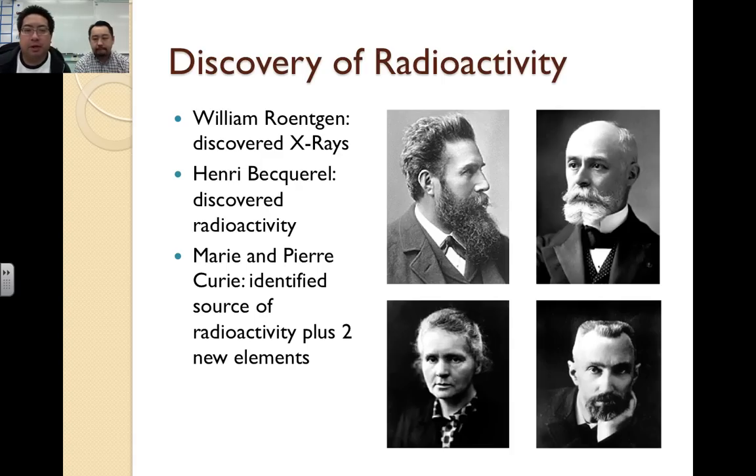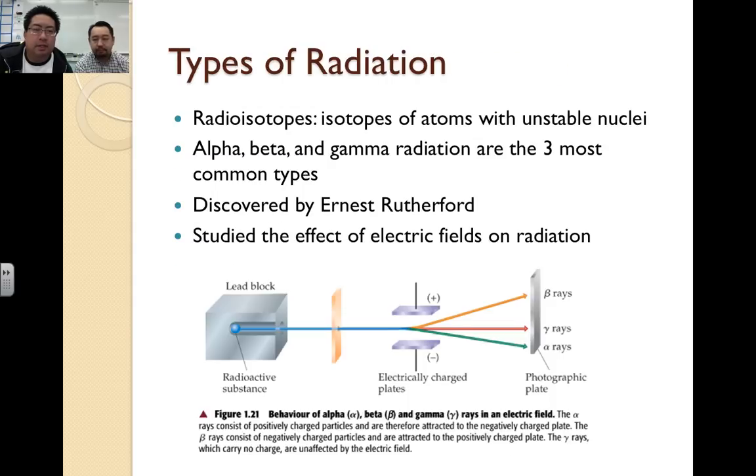In terms of discovery of radioactivity, there are some scientists you should be aware of. This gentleman with this fantastic beard is William Roentgen, the fellow who discovered X-rays. Henri Becquerel, with his fantastic mustache, even though he's bald, discovered radioactivity. And then we've got Marie Curie and Pierre Curie, the husband-wife duo that got a Nobel Prize. They discovered the source of radioactivity and also a couple of elements that are named after them too.